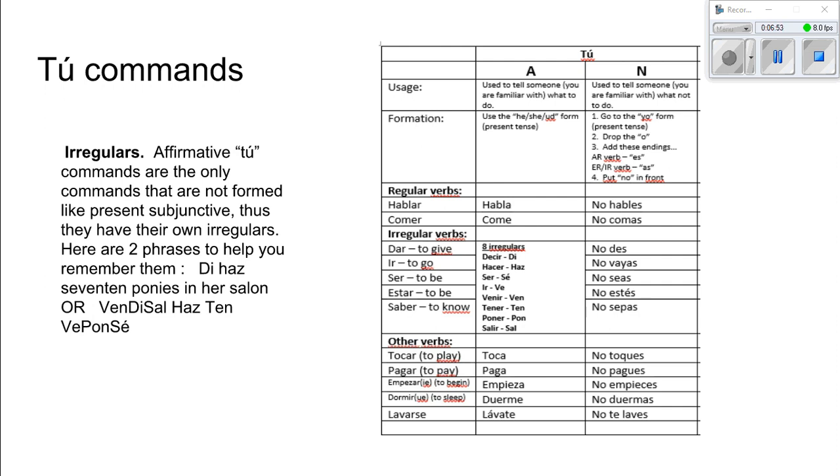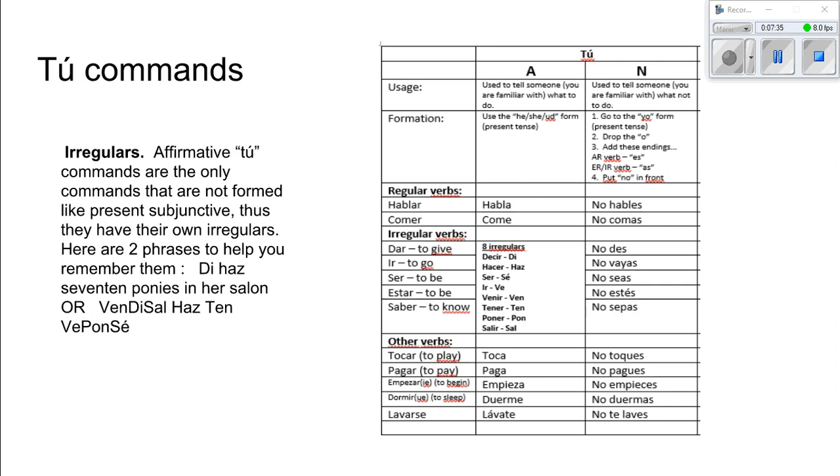dar, ir, ser, estar y saber. They shorten only in the affirmative. So you can either remember this by what Mrs. Thompson said. Dee has 17 ponies in her salon. Dee hace de ponsal. Or my favorite, because you know that I like Vin Diesel better. Vin Diesel hasta me ponce, with a fake accent. Vin Diesel hasta me ponce.